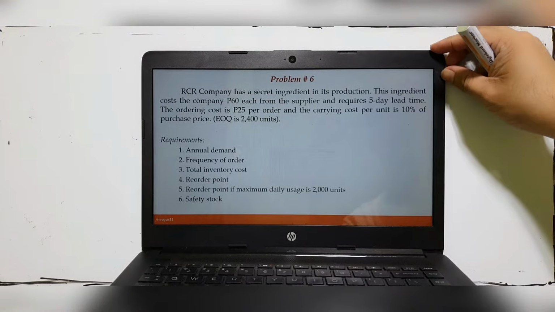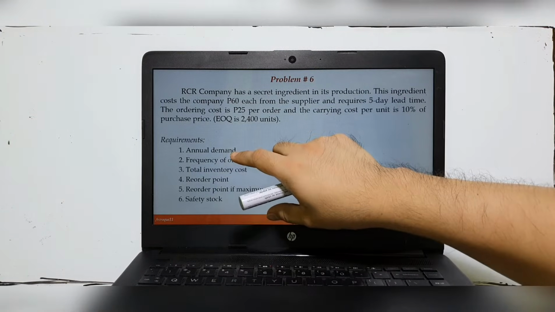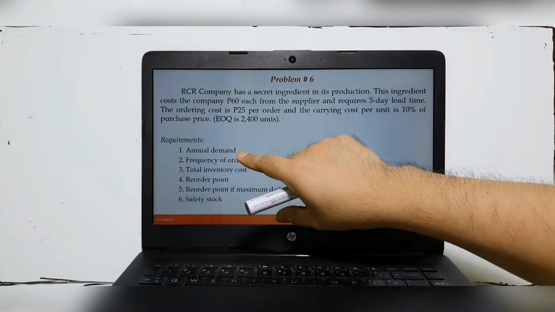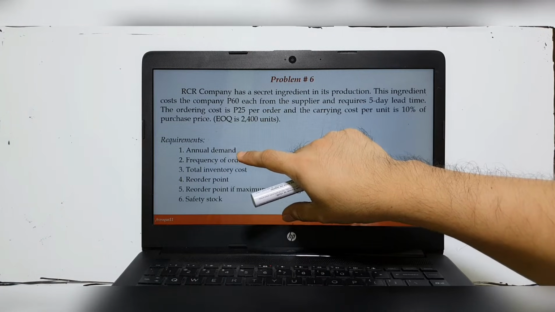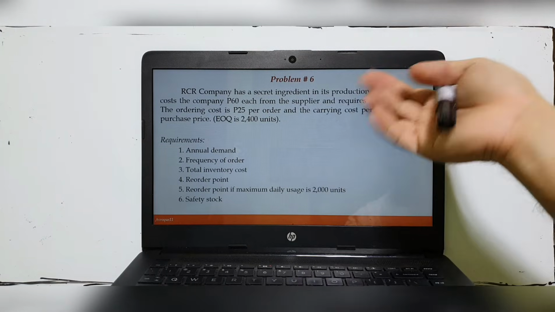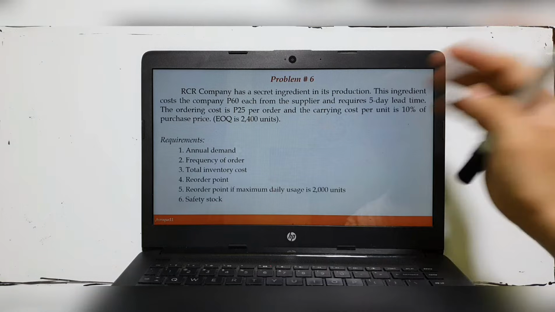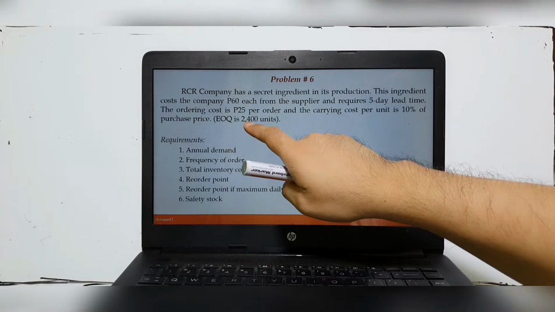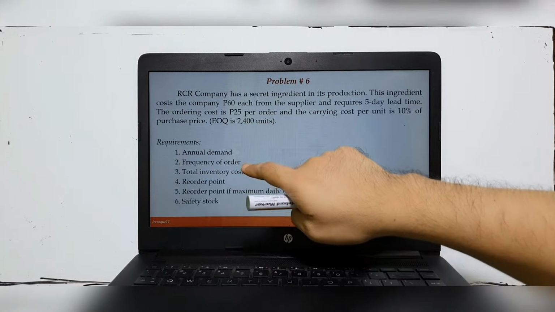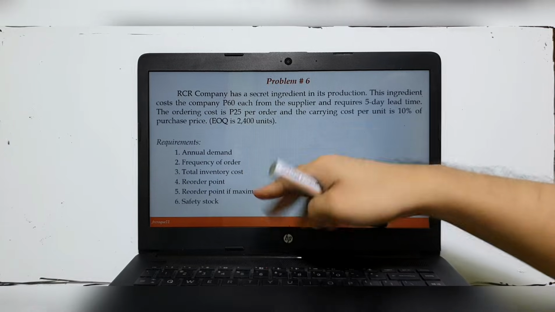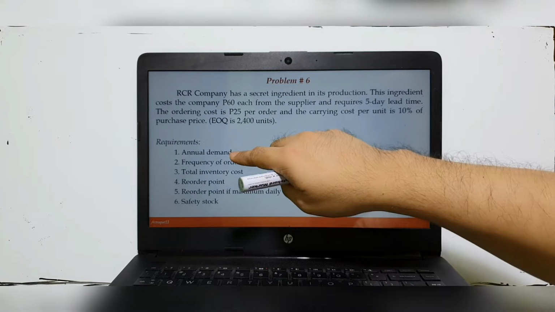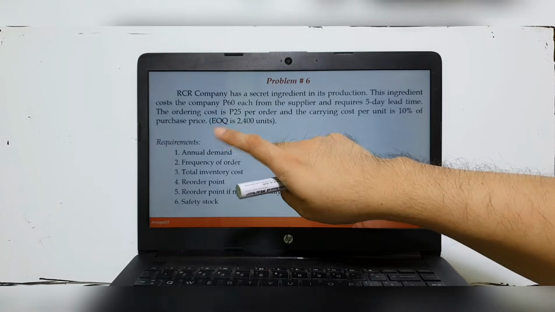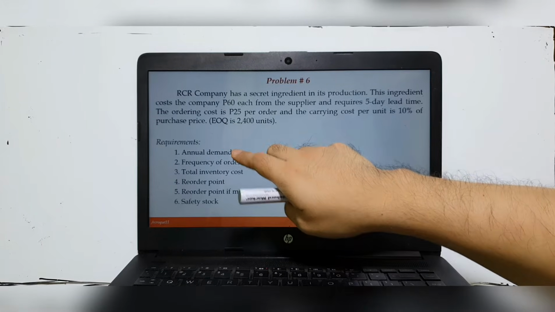Let's talk about problem number 6. And we are asked for annual demand. Oops, nasa loob uli ng square root yung hinahanap natin. So again, ang technique is we just square both sides. So dapat may EOQ, which is 2,400. Frequency, total inventory cost, actually same set of question. Napalitan lang yung annual demand. Napalitan ng annual demand yung EOQ kanina.